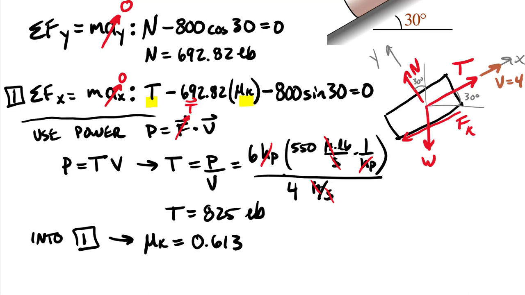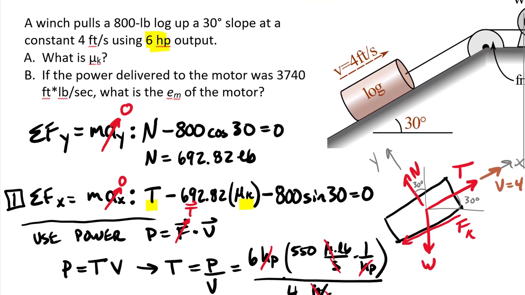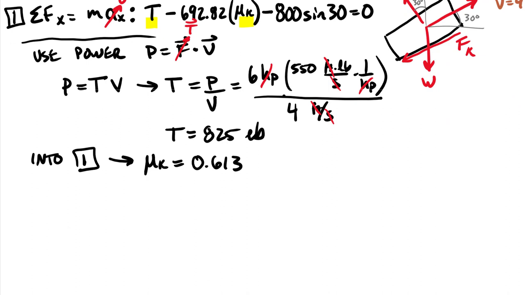And then in the last part of the problem, part B, it says if the power delivered to the motor is 3,740 foot-pounds per second, what is the efficiency? So you could think basically the 3,740 is equivalent to the electricity that's going into that motor, and how much power are we getting out is our overall mechanical efficiency. So mechanical efficiency is E sub M. That's going to be the power output divided by the power input.